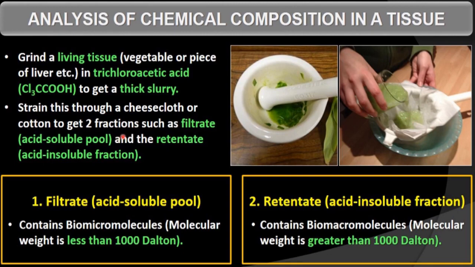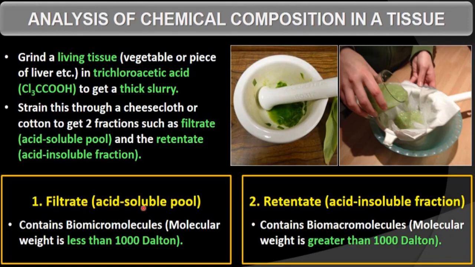The portion that we will get here in the bowl will be filtrate, and it will be called acid soluble pool. And the portion that will be here in the cheesecloth will be called retentate, and it will be acid insoluble fraction or acid insoluble pool. So after the straining, we are getting two fractions, acid insoluble pool and acid soluble pool. Acid soluble pool as filtrate and acid insoluble pool as retentate.